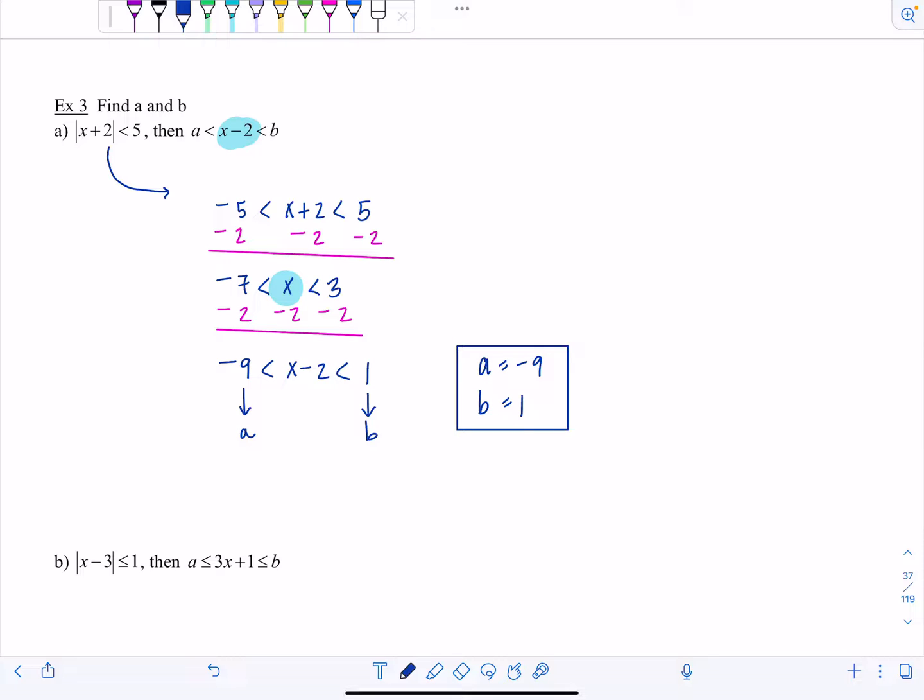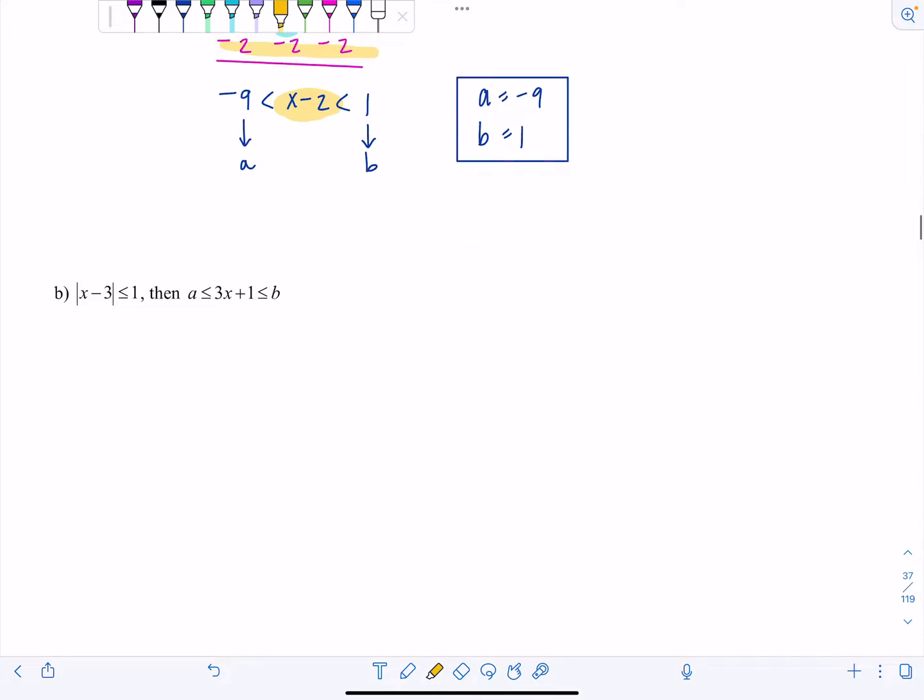And if you were feeling comfortable with this kind of problem, you could have just from the get-go subtracted 4 and gone straight to here. Okay? But we can take it in steps. It's not like it took forever.